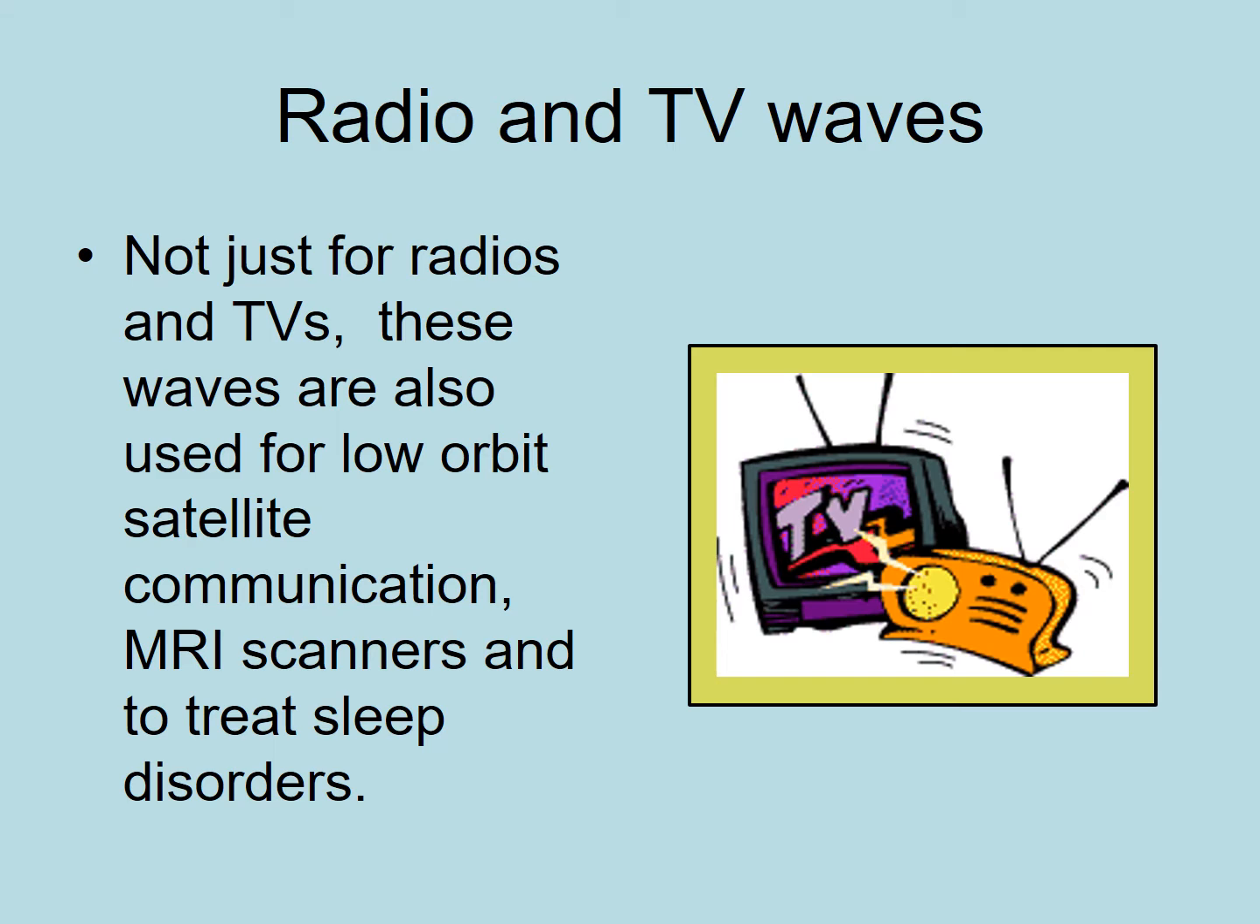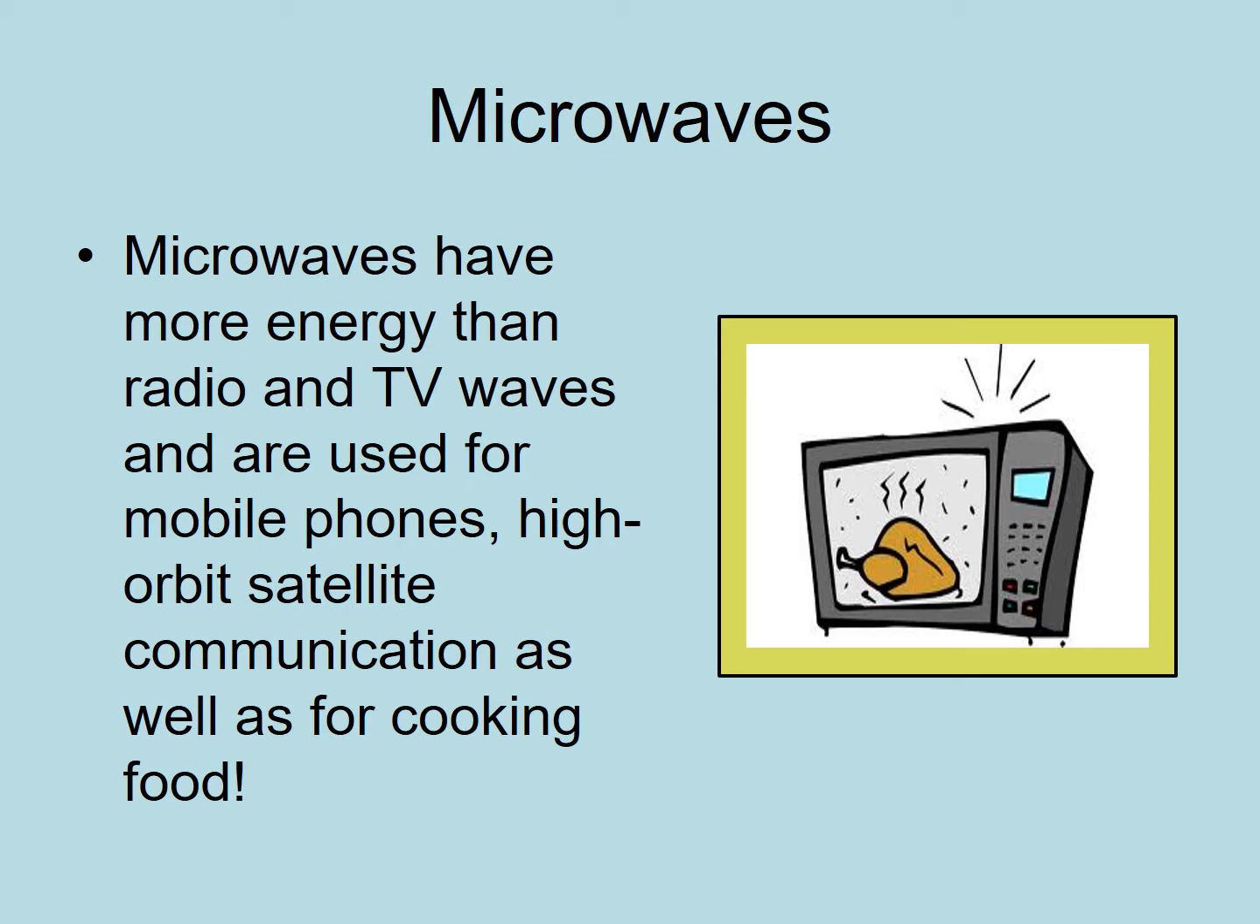Not just for radios and TV, these have other purposes as well. They're used for low orbit satellite communication, MRI scans, and to treat sleep disorders. With increasing energy, we have microwaves. Now microwaves have more energy than radio and TV waves and are used for mobile phones, high orbit satellite communications, as well as cooking foods.